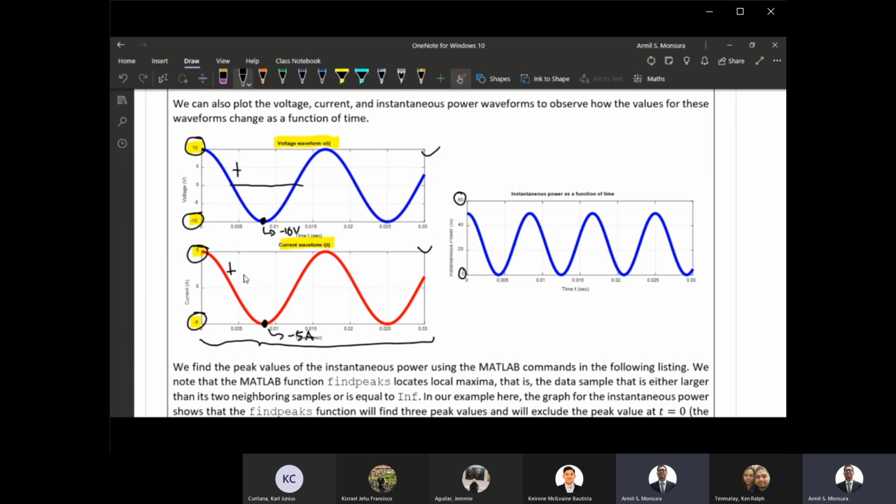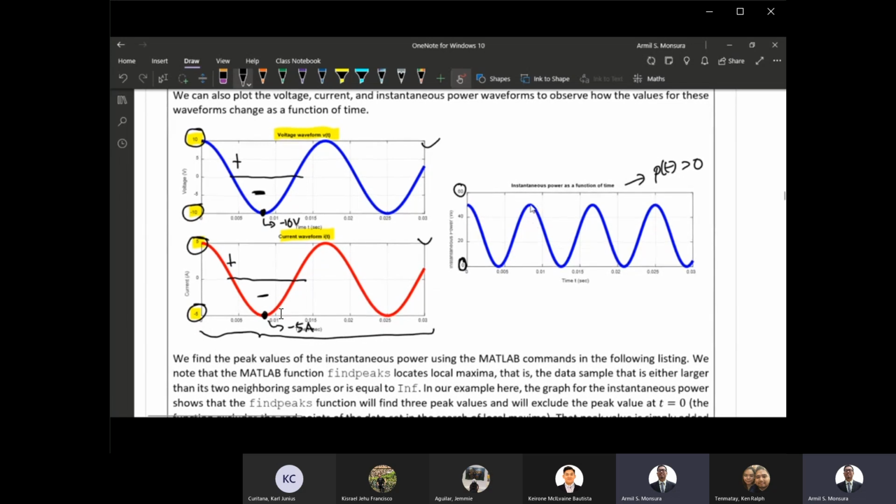Pag positive si voltage nyo, positive din si current nyo. While pag negative si voltage nyo, negative din si current. So if you multiply them, positive times positive is positive, negative times negative is positive. So your power would always be positive. So that's one thing that we are sure of. Okay, so kaya makita nyo, pinakababang value dyan is 0. Okay. So we are sometimes interested in finding yung values ng peak nito. Because we would like to know the maximum power consumption, the possible maximum power that our circuit would either take in or give out.